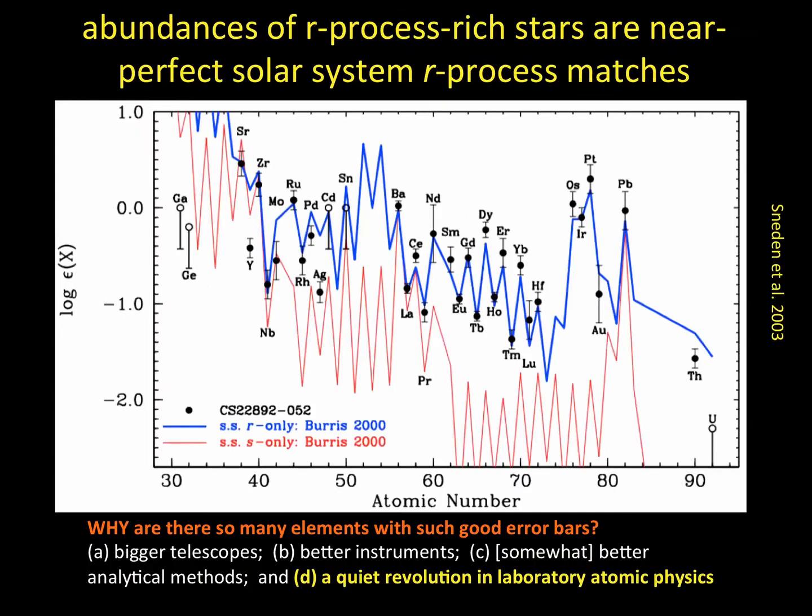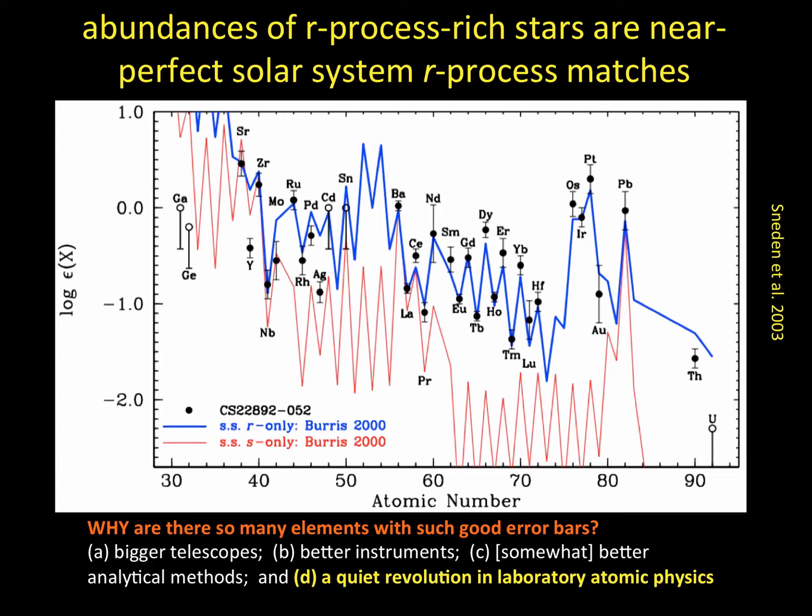Moreover, as the spectra have improved and other things have happened, which I'll talk about in a second, we've been able to map out a huge number of elements, particularly among the lanthanides, and find that element to element, there's a beautiful match in an R process rich star to almost exactly what you find in the breakdown of the solar chemical composition. The R process appears to be universal.